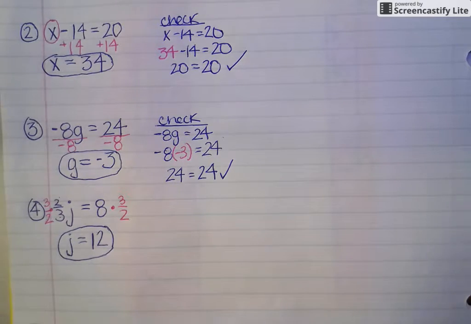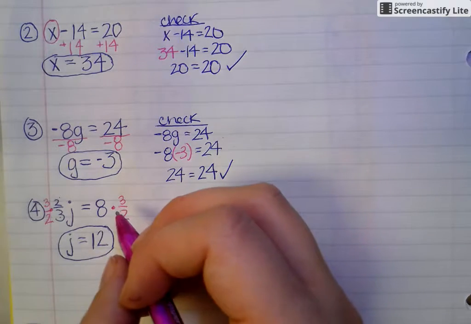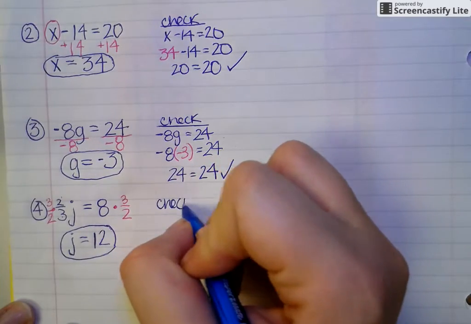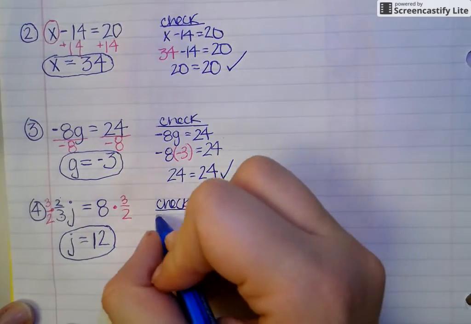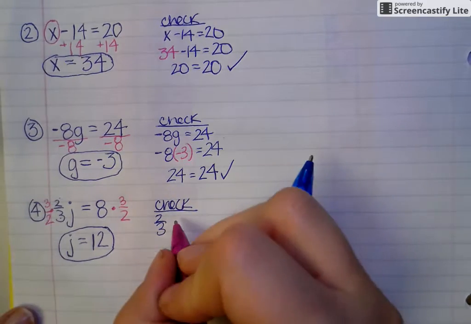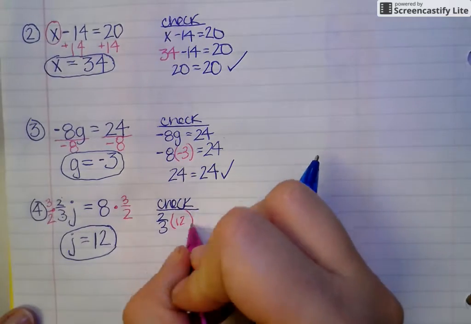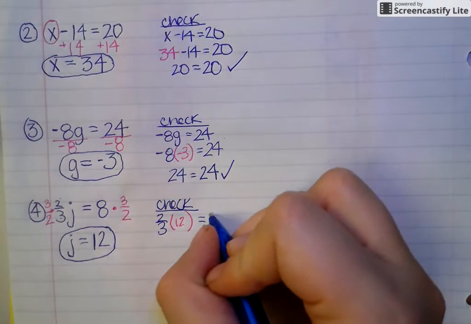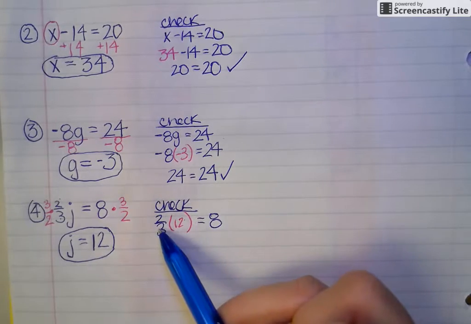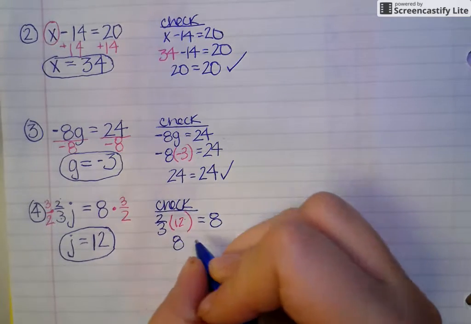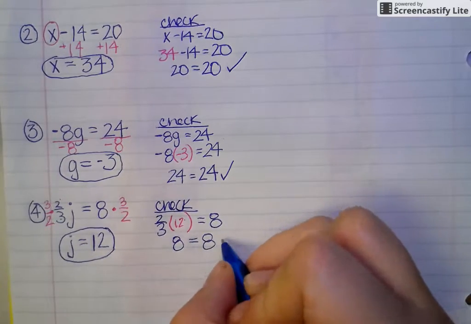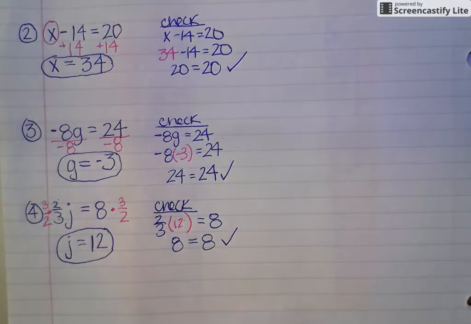Okay, so I'm going to now check my answer. I'm going to take my original formula, 2/3 j equals 8. I'm going to substitute that 12 in for j. 2 times 12 is 24, divided by 3, that's going to give me 8 equals 8. And I can check that off.